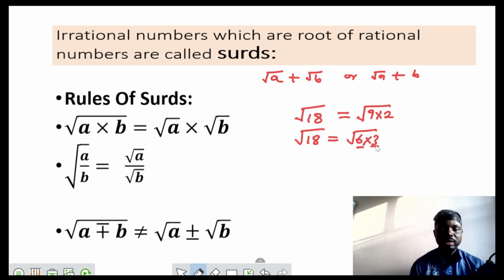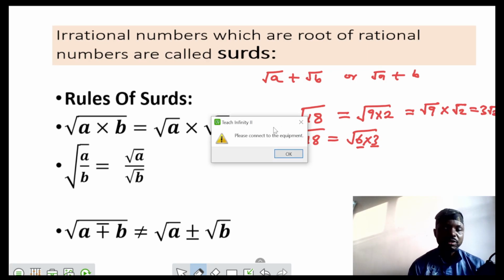If I have 6 times 3, it cannot reduce the number, because neither 6 nor 3 is a perfect square. So you have to look for two multiples where one of them is a perfect square, so that it can be reduced to root 9 times root 2, which gives you 3 root 2. So this is how to simplify a surd.